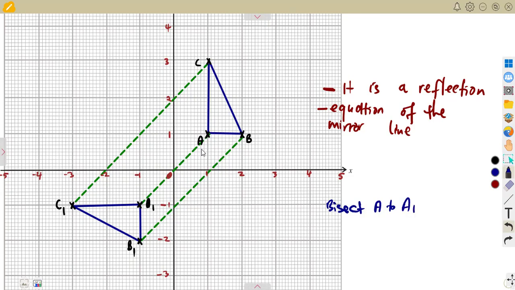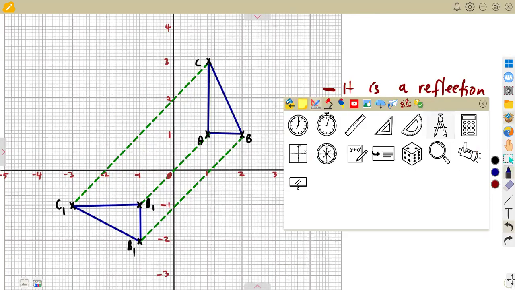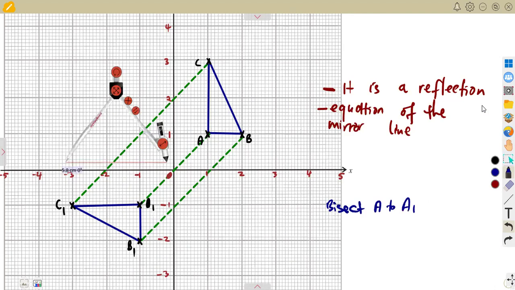That part is for any. You can choose whatever you want. B to B1, you can choose C to C1. That's a choice. That's your choice, as long as you bisect properly.